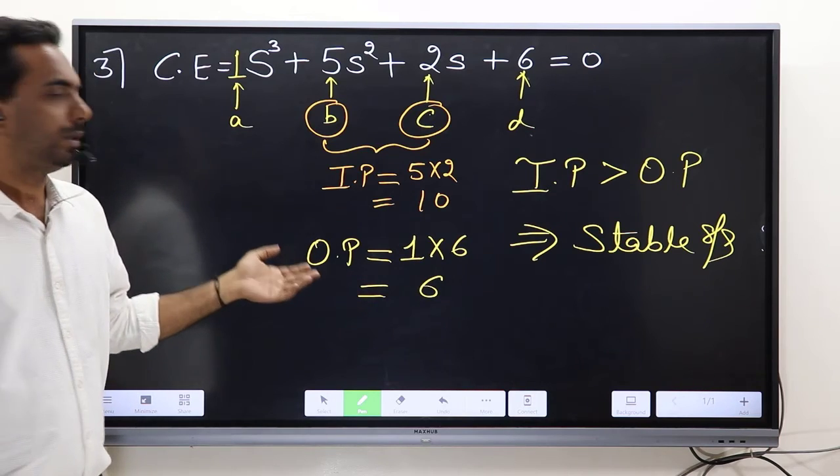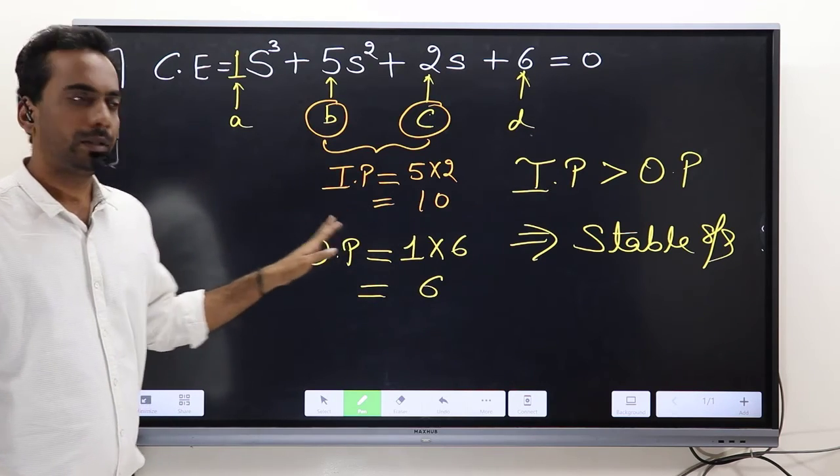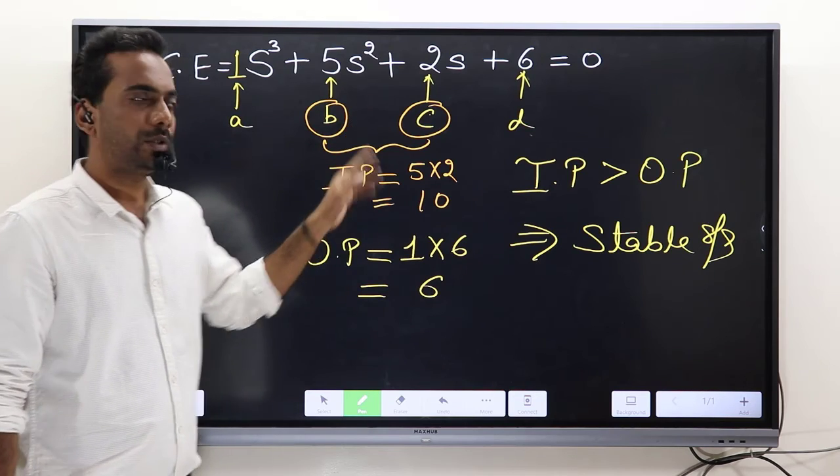Very simple logic, very simple logic. You have to remember this trick. And it is only valid for a cubic equation.